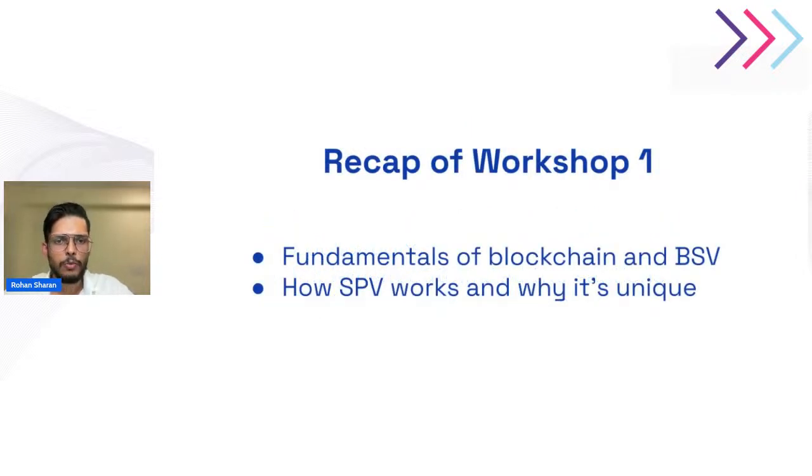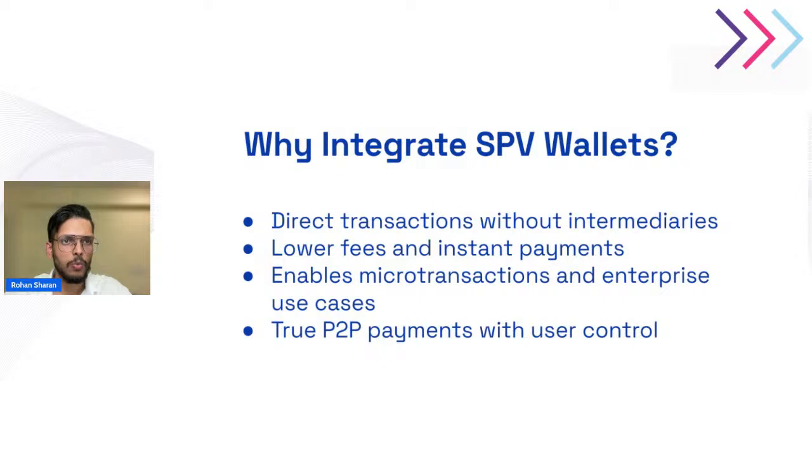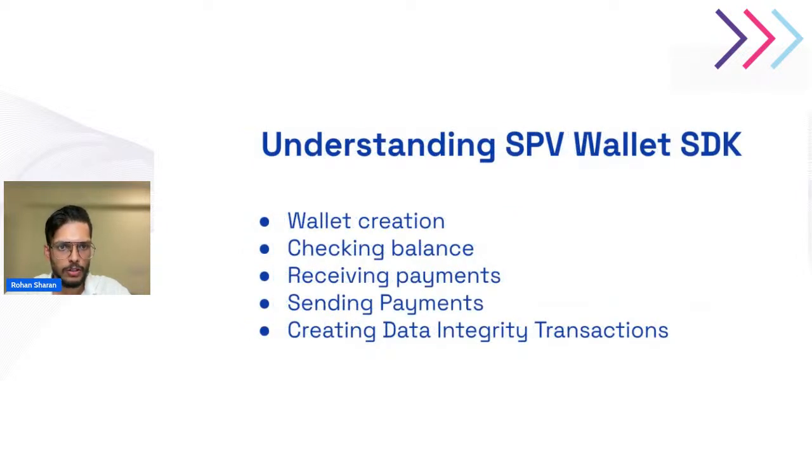A short recap of what we learned in the last workshop. We learned the fundamentals of blockchain, particularly the BSV blockchain, how SPV wallet works and why it's unique. We learned why SPV is important, why direct transactions are possible using the SPV method without intermediaries. So it's a true peer-to-peer wallet system, making lower transaction fees and high scalability of the blockchain possible, enabling microtransactions. We looked at some of the use cases that are possible with SPV wallets and the BSV blockchain.